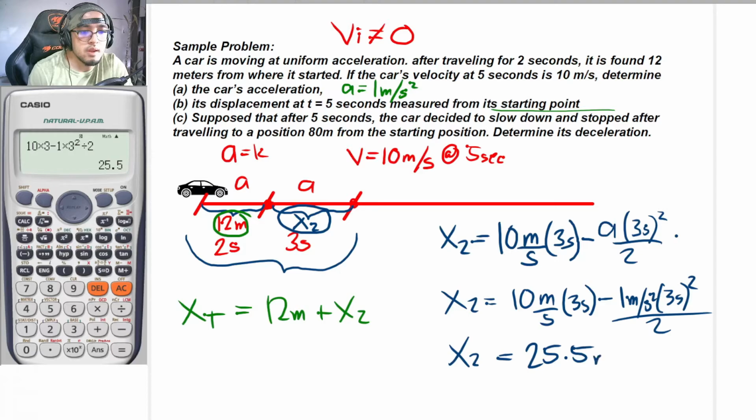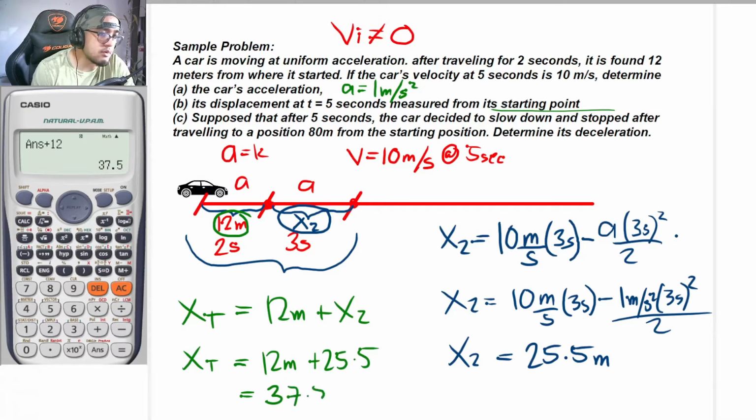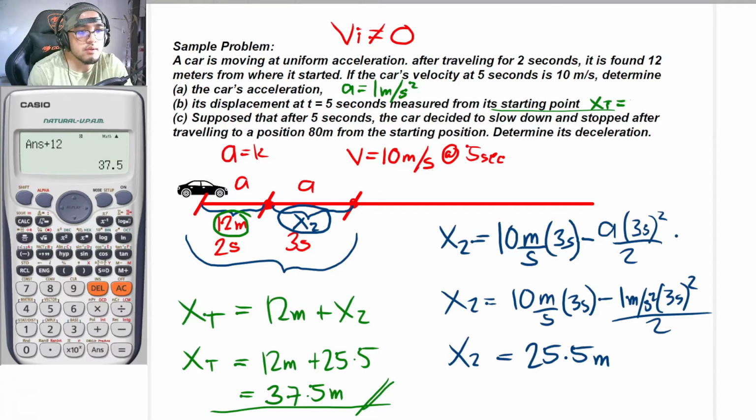25.5 meters. Okay, so our x total, or x sub t, at 5 seconds, this distance here, is now equal to 12 meters plus 25.5. So my answer here is 37.5 meters. So this is my answer for letter B. My x sub t is equal to 37.5 meters. So there.